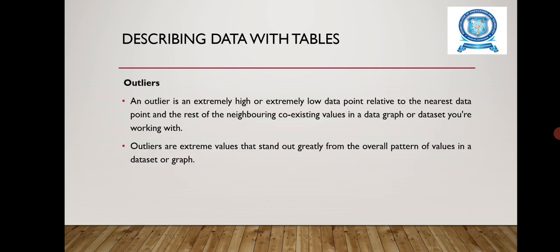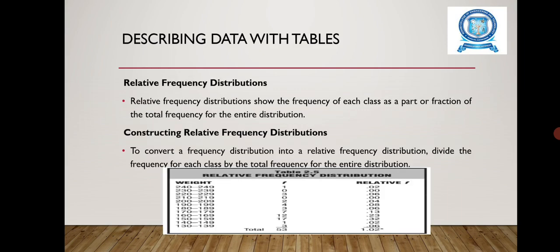Now let us see about outliers. An outlier is an extremely high or extremely low data point relative to the nearest data point and the rest of the neighboring coexisting values in the data graph or data set we are working with. Outliers are extreme values that stand out greatly from the overall pattern of the values in a data set or a graph. Now let us see about relative frequency distributions.